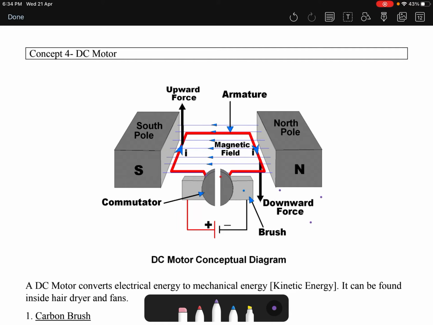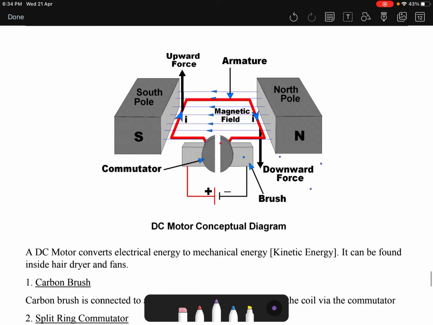Okay, so the last part of our electromagnetism is our DC motor. We use electromagnetism concepts and apply them in real life. So what is a DC motor? A DC motor basically converts our electrical energy to mechanical energy. In this case, it's our kinetic energy because a DC motor is a kind of rotation, right? The coil of wire is rotating inside a magnetic field. It can be found inside our hair dryer and our fans, right?